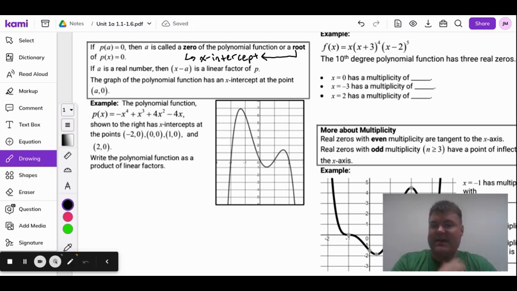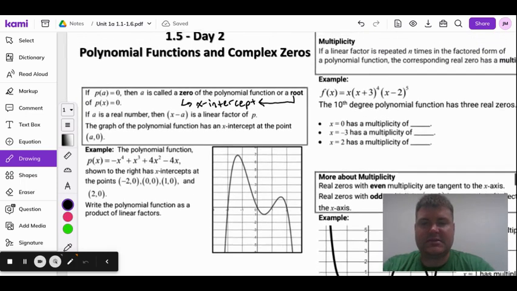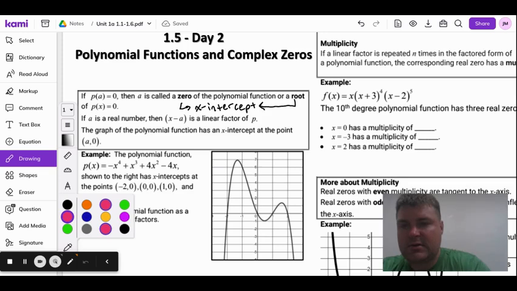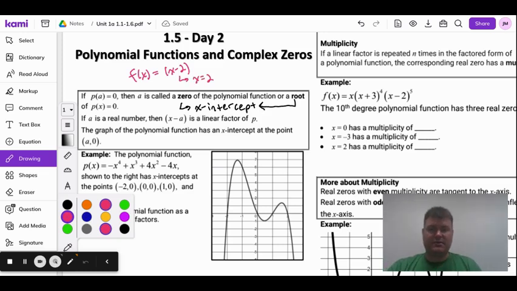Also, if a is a zero, then x minus a is a linear factor. Let me make some sense of this real quick. If we have f of x equals, I don't know, x minus 2, well, if we set this factor equal to 0, we get x equals 2. That is our zero. So this is a zero, and x minus 2 is the linear factor.